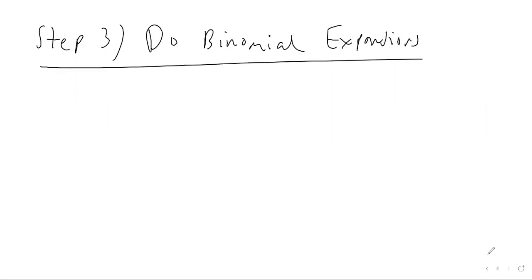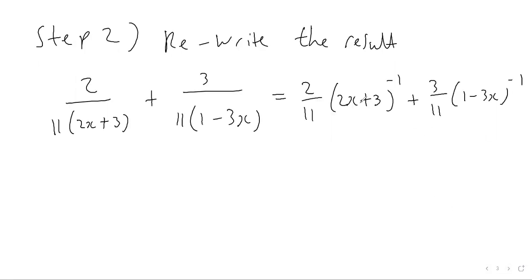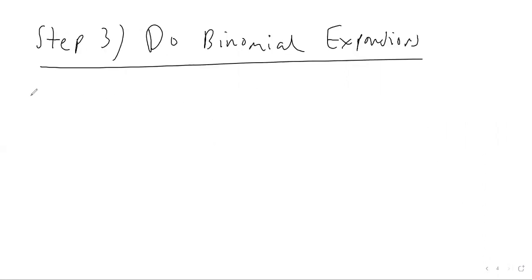Okay, so then let's start with our first one here. So this is 2x plus 3 to the power of minus 1. Remember, we can write it like this. This is the same as 3 plus 2x to the power of minus 1. So yeah, we get this.